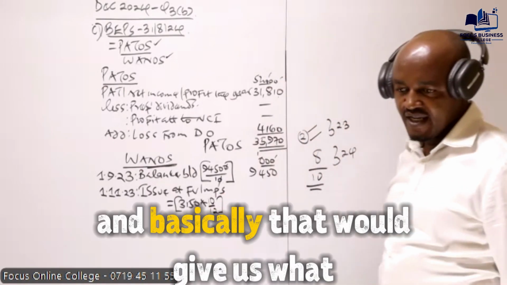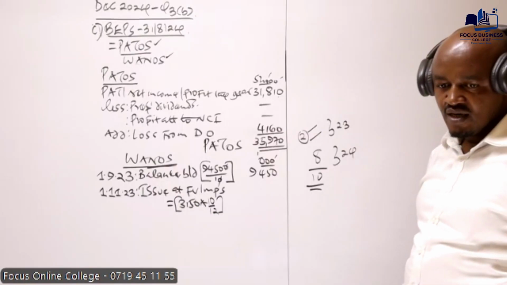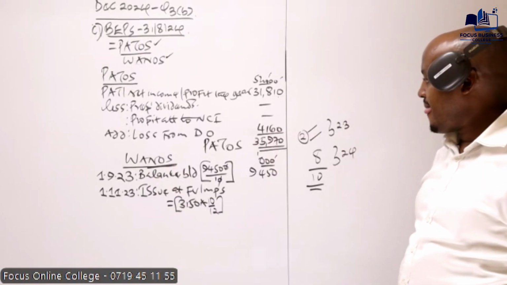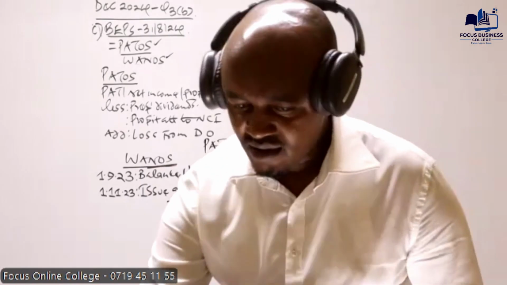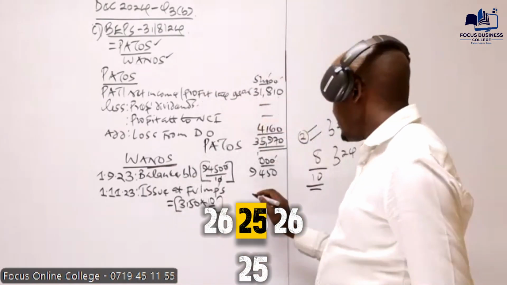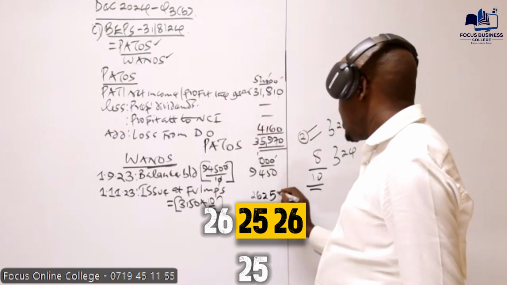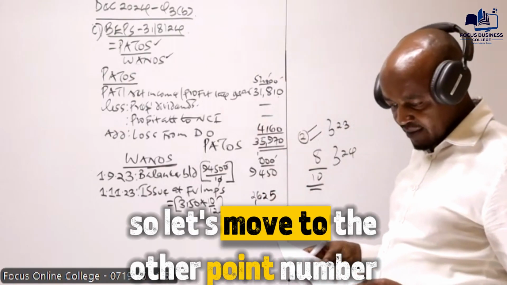And basically that will give us what? What are you getting here? 26, 25. So let's move to the other point, number 3.